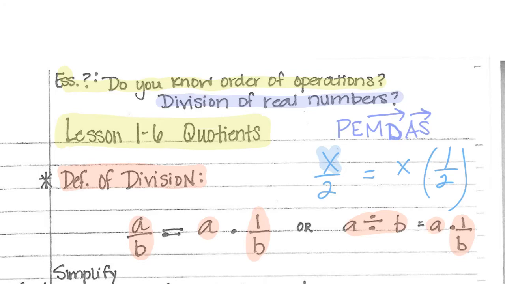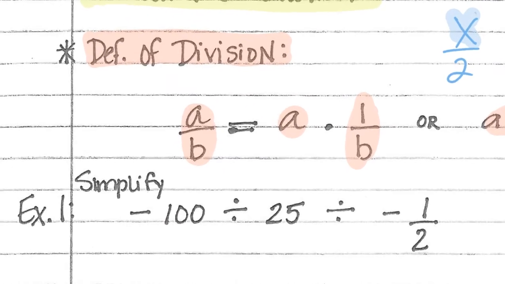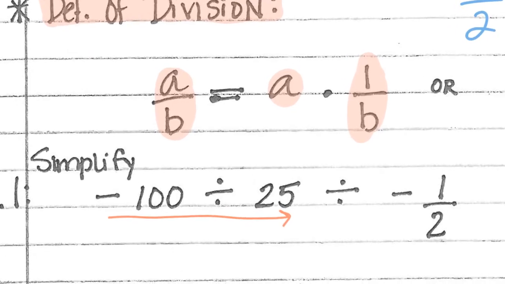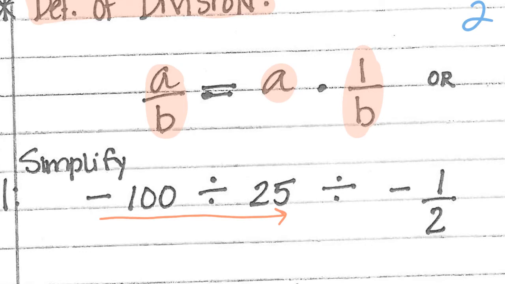All right, so we are going to start with example 1. Now, we just talked about why PEMDAS is wrong. Multiplication and division have to go from left to right. So, where am I going to start? Negative 100 divided by 25. And I do prefer if you show your work. Negative 100 divided by 25 is what? Negative 4.